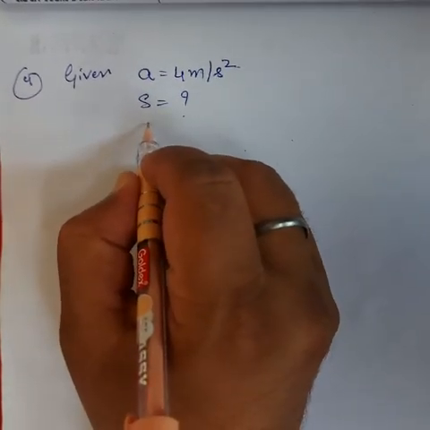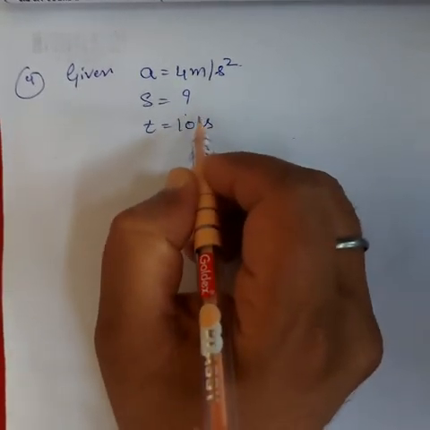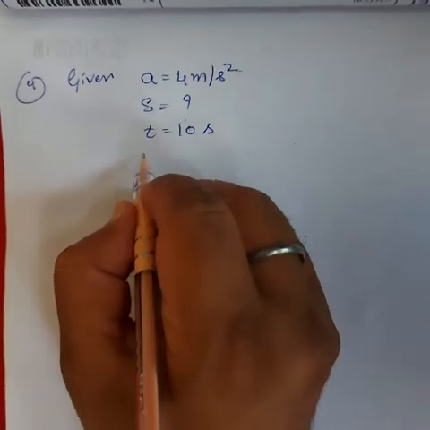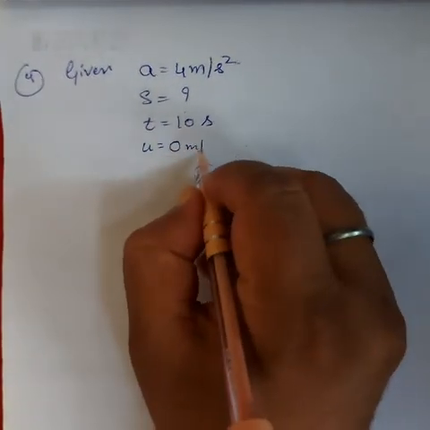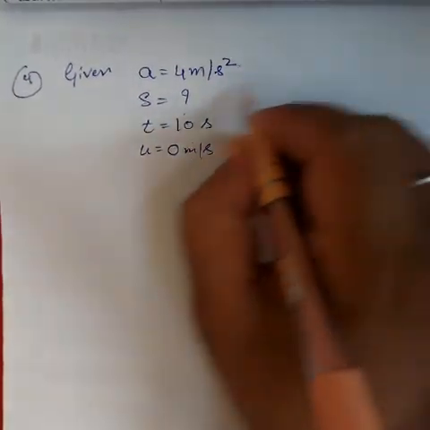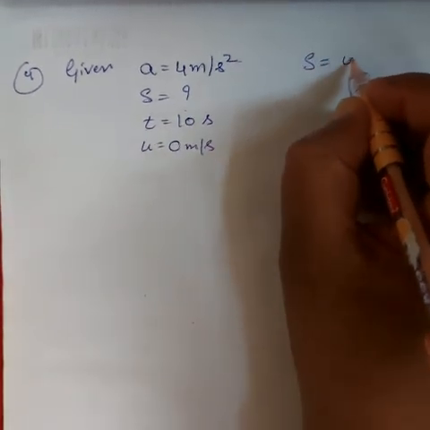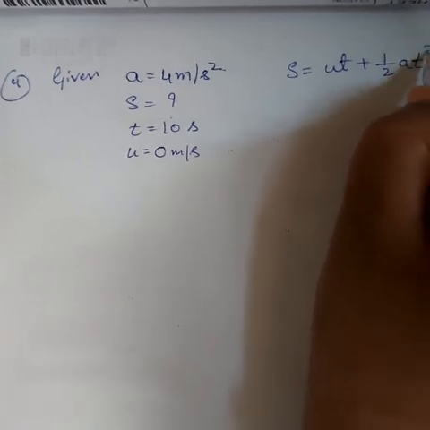It covers in 10 seconds means t is given, 10 seconds. And what else is given? After the start, it is still at rest, so u is equal to 0 meter per second. Which formula applies here? t is given, s is needed, so the second formula: s is equal to ut plus half at square.